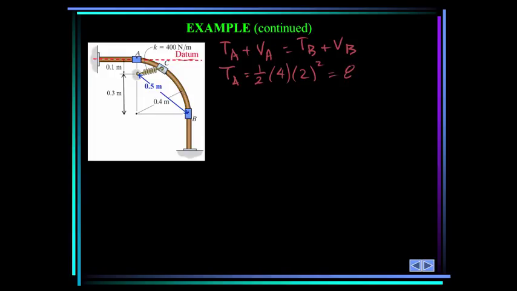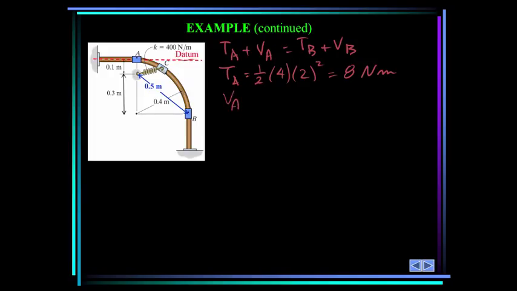So I'll set my datum here level with point A, and my equation is going to be the kinetic energy at point A plus the potential energy at point A is the kinetic energy at point B plus the potential energy at point B. So let's do these one by one. The kinetic energy at point A is 1/2 mv squared. So 1/2 times the mass, which is 4, and we were given that the velocity at point A is 2, squared. So this comes out to be 8 Newton meters.